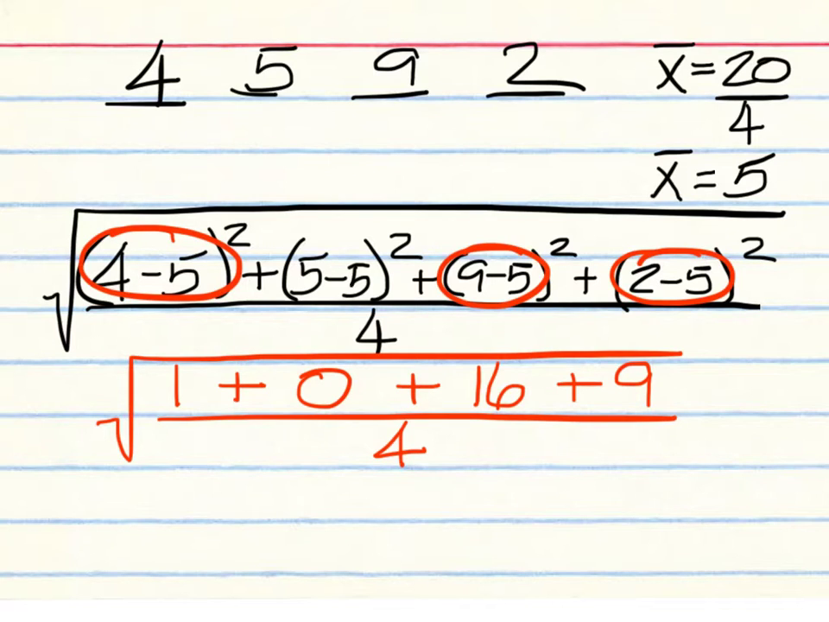Add those up. 1 and 0 is 1, plus 16 is 17, plus 9 is 26. So you're looking for the square root of 26 over 4. And that comes back to be, rounded to the tenths place, 2.5.